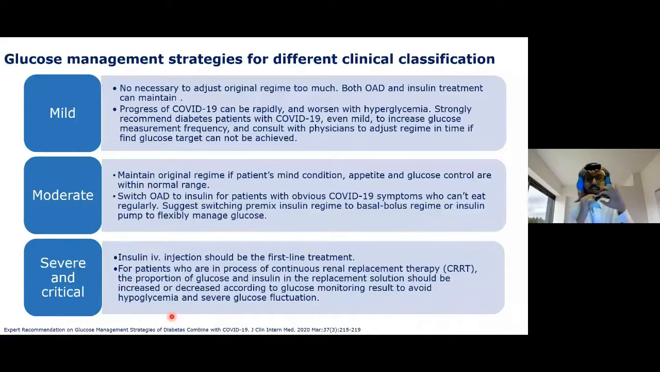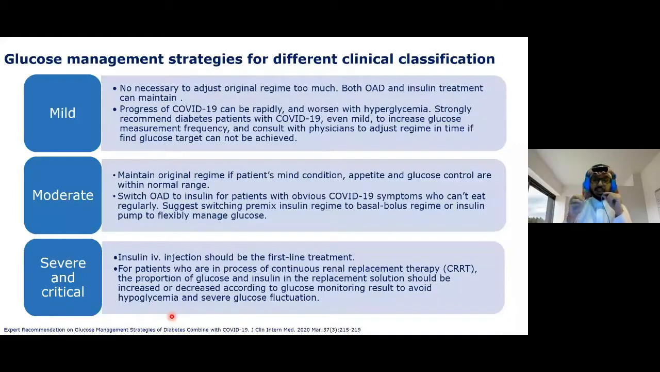So for glucose management strategy, we start with mild disease. There is no need to adjust the original regimen. Both oral and insulin treatment can be maintained. Progression of COVID-19 can be rapid and can worsen with hyperglycemia. So we strongly recommend, even if it's mild, to increase glucose measurement frequency and consult a physician to adjust if blood sugar is not reaching the target.